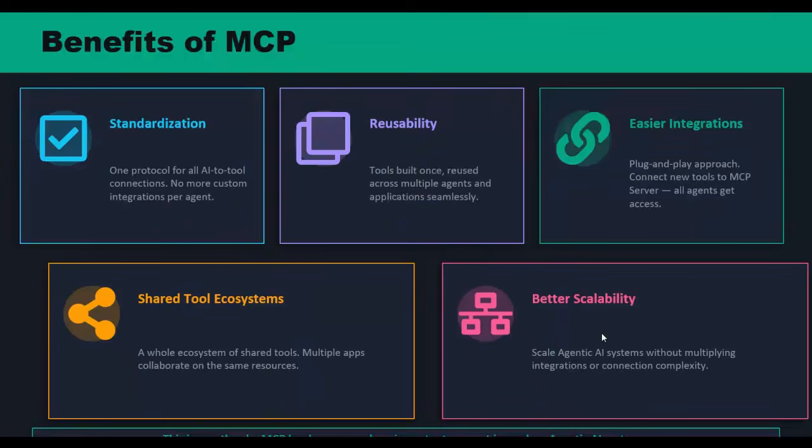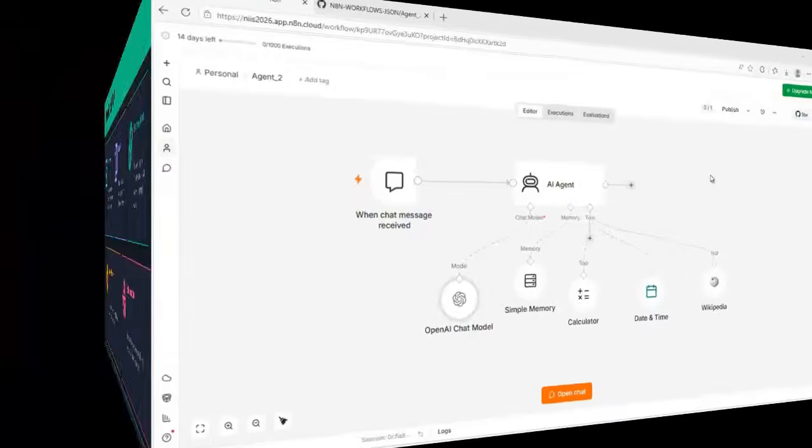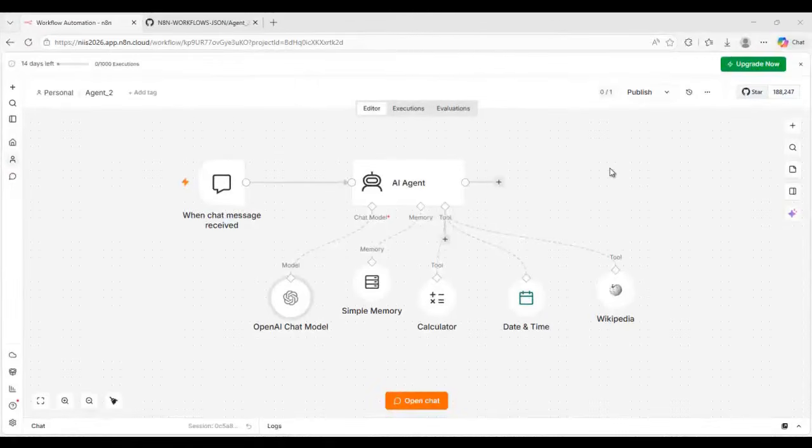This is exactly why MCP has become such an important concept in modern agentic AI systems. Hope all of you are clear with this, right? Now let's implement and build MCP using n8n. Let's jump to n8n. Now that we have understood the concept of MCP, right? Let's finally implement MCP practically using n8n.